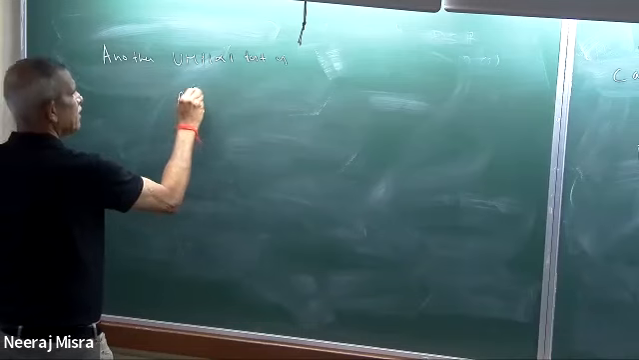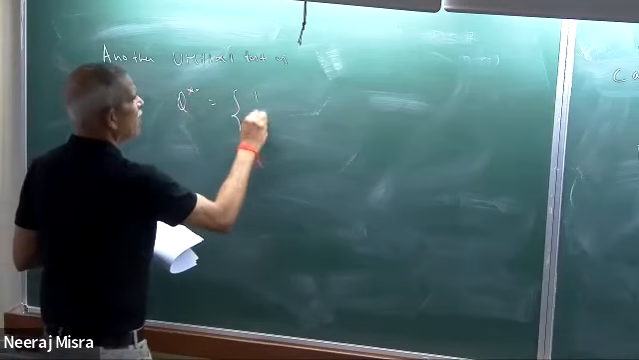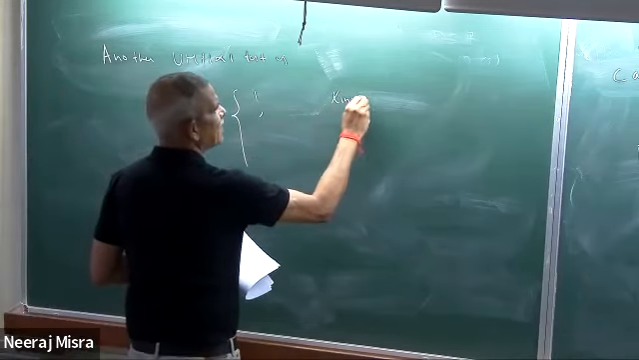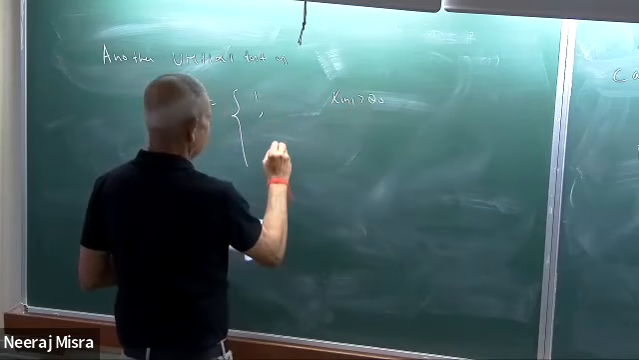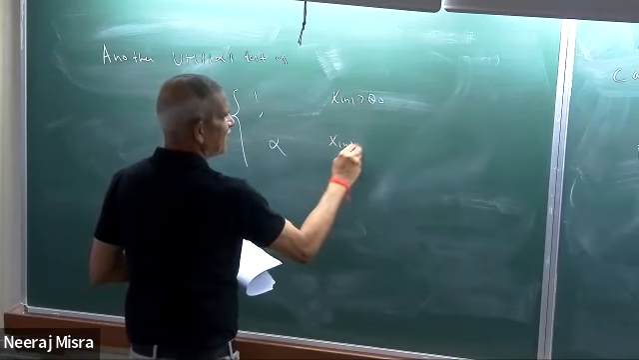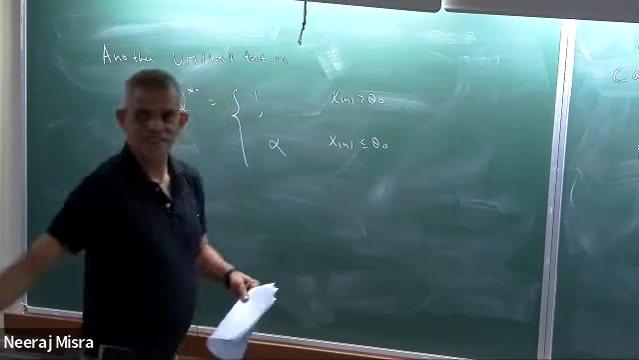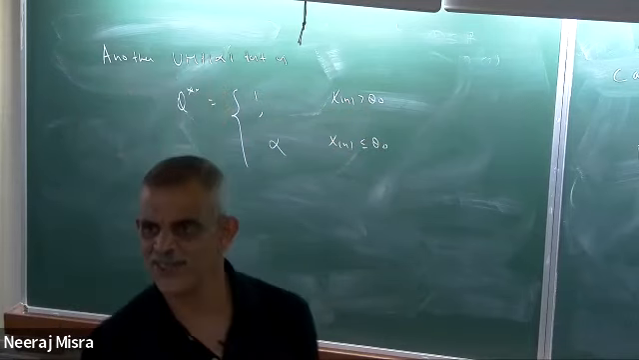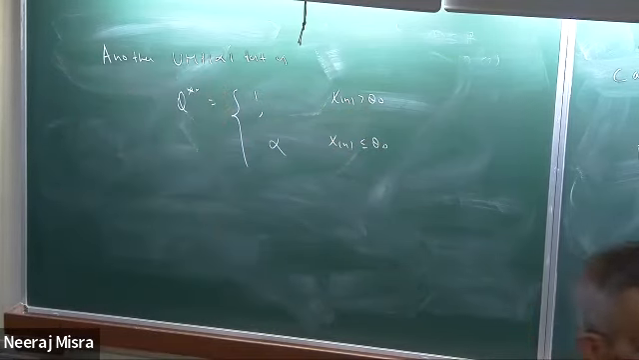Phi double star is equal to 1 if xn is greater than theta naught, and alpha otherwise. So here, the UMP alpha test is not unique. Note that the theorem only tells you there exists one such test and it gives you a form of that test. So it says there is a test of this type. It doesn't say that there is no other test. There can be other tests.